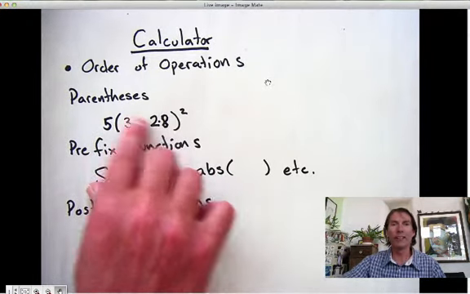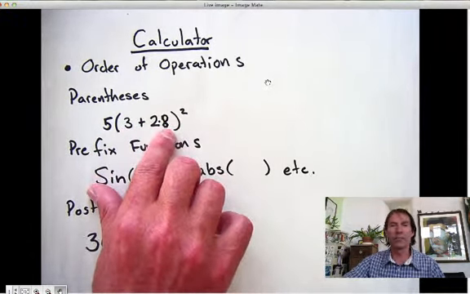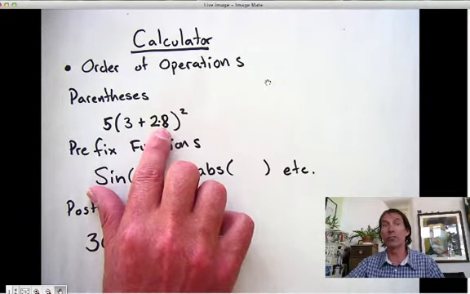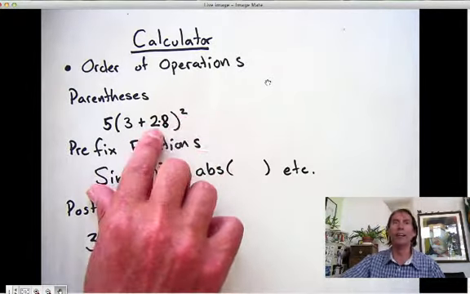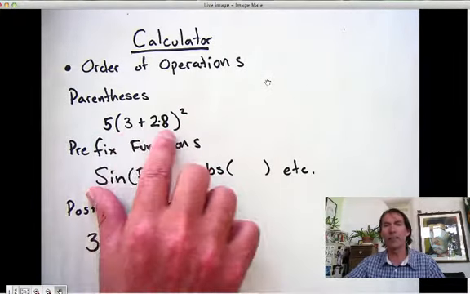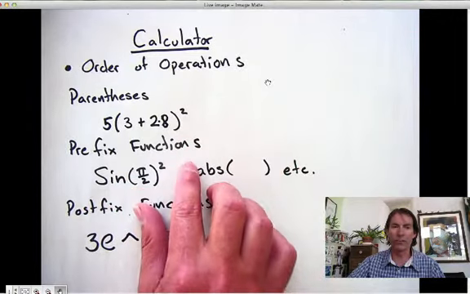You would do inside the parentheses first, and inside the parentheses you would do the multiplication, then the addition, and then you would evaluate the exponent and then multiply by 5. If you plug that into your calculator just like that, it would do it just right.